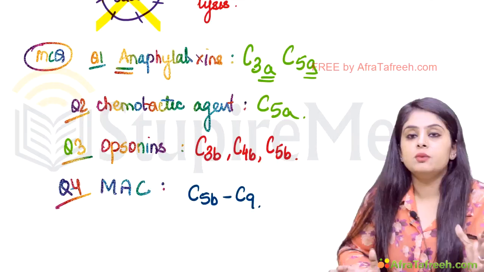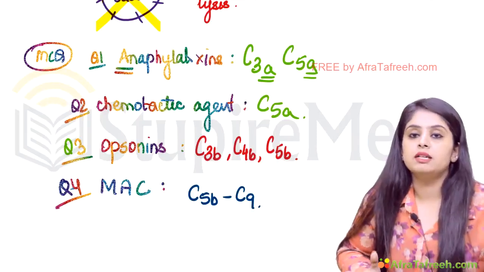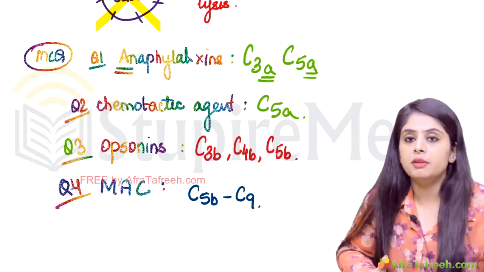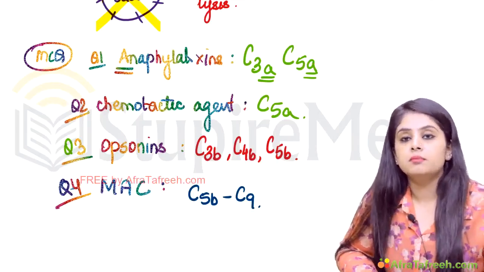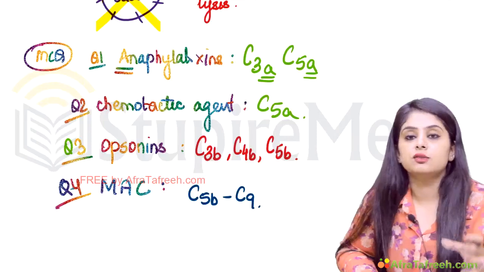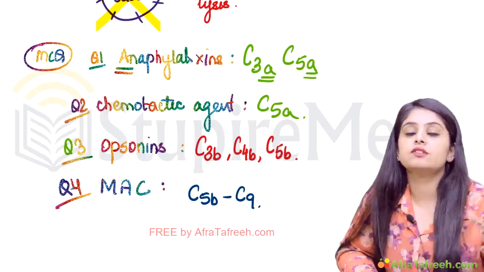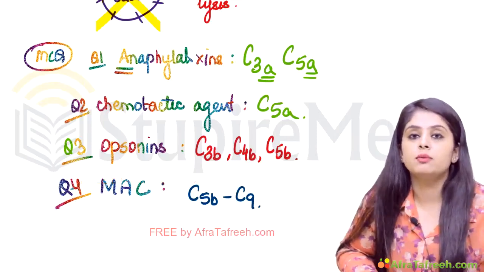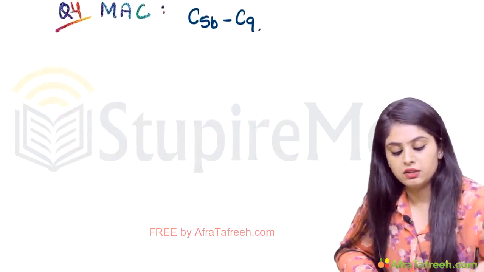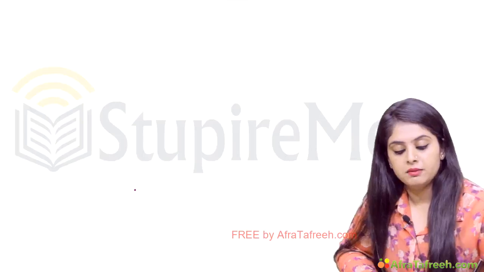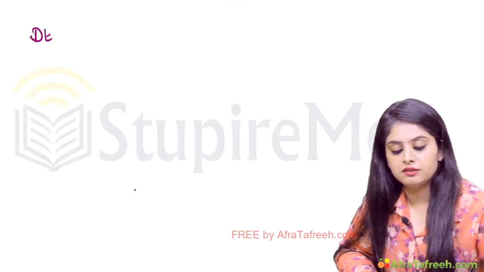Now, once we have dealt with the main portion of this pathway, now we need to know certain subheadings and certain topics that are also of interest. There are certain diseases that are associated if there is a deficiency of any of these complement proteins. So, the next part of this particular complement system would be deficiencies.